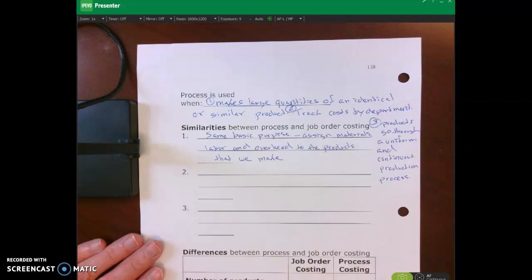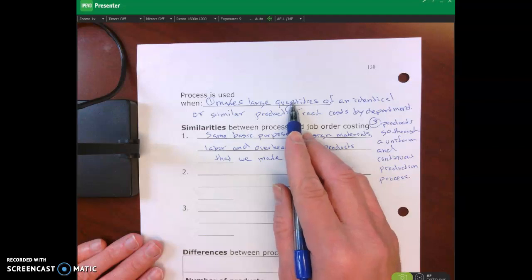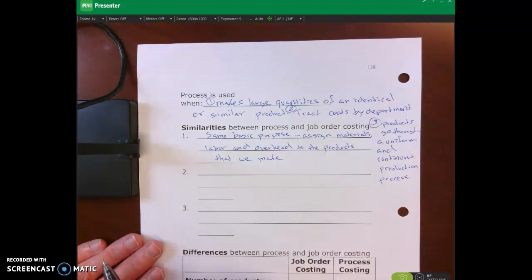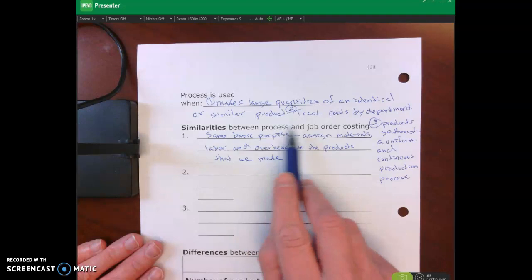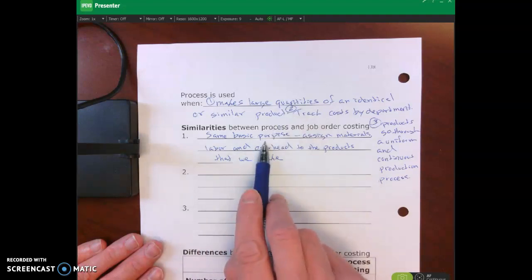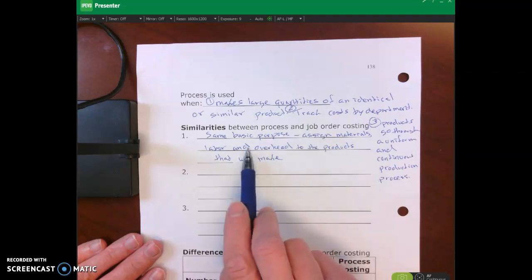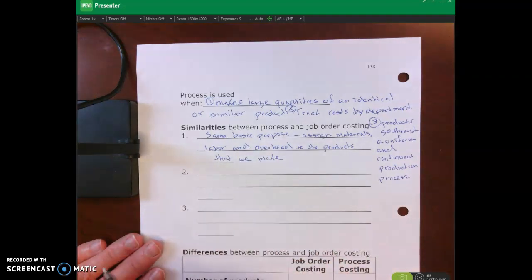Product costing systems, okay? With job order costing, remember we're looking at different types of products made to customer specifications and tracking the cost by job. But even though they are different, they still have the same basic purpose, which is that they're both product costing systems, which means we use these two systems to assign materials and labor and overhead to the products that we make.